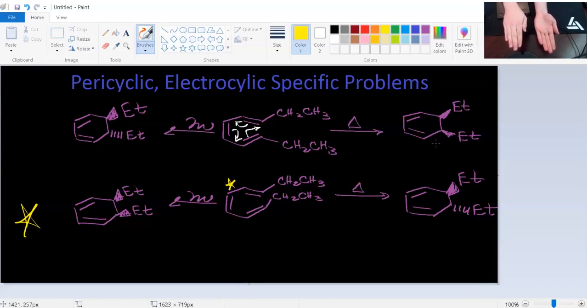And the ethyl groups are still doing opposite things. So pinky out in this case. And so when you put them together, the pinkies match up on the same side. And that's what we've indicated in our result.